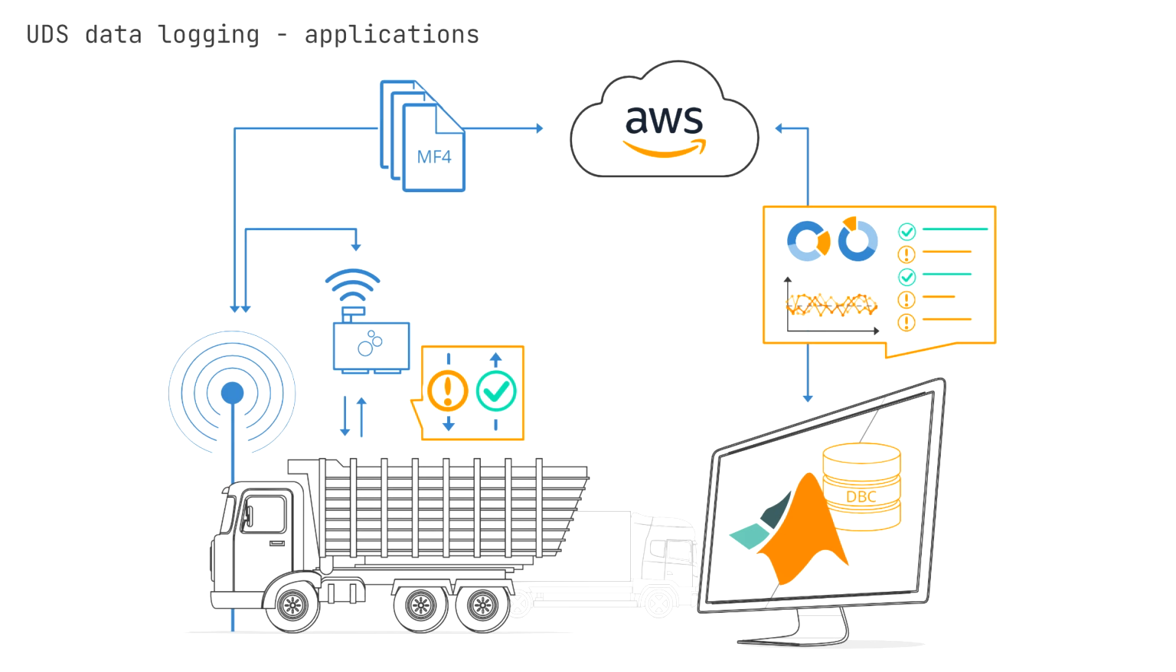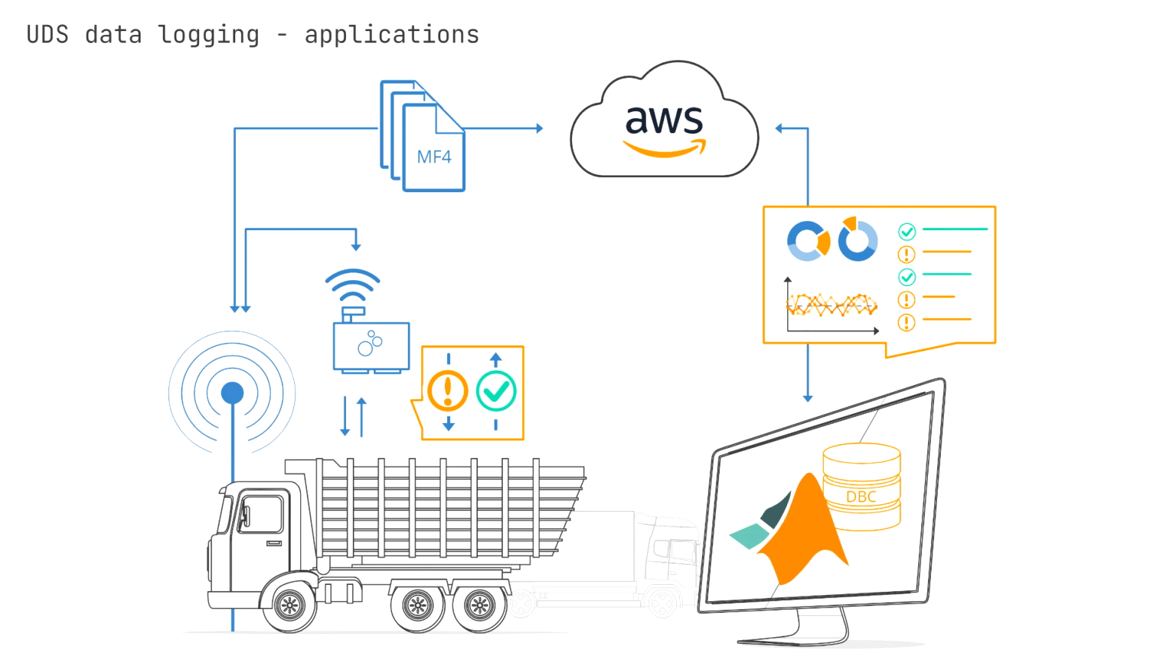You can use the CANedge 1 to collect this data offline onto SD cards, or the CANedge 2 to automatically offload the data, for example, when the vehicle is returned to stationary Wi-Fi routers in garages.